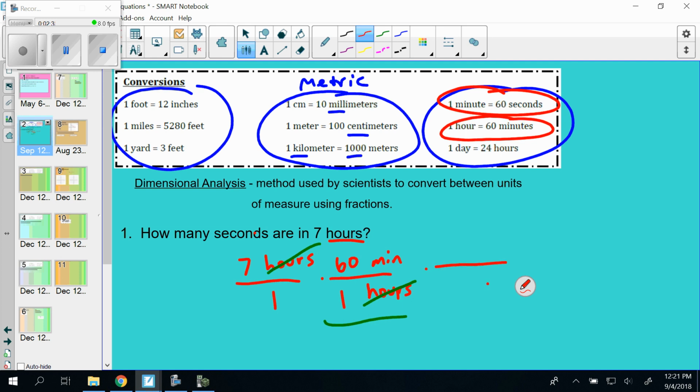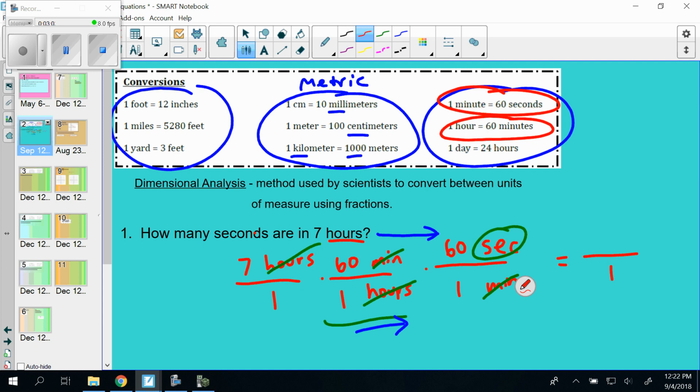Again, minutes are on top, so I want my minutes on bottom here so that they're going to end up canceling out. And our conversion is that 1 minute equals 60 seconds. Now when we're all finished here, we should be in seconds. It's our only unit left. So now, just a refresher, when you're multiplying fractions, you multiply all the numerators together, all the denominators together, and then divide. Well, here our denominator is very simple. 1 times 1 times 1 is 1.